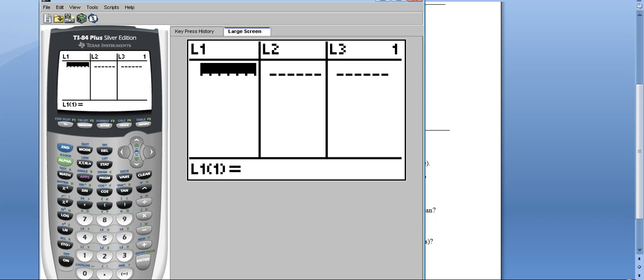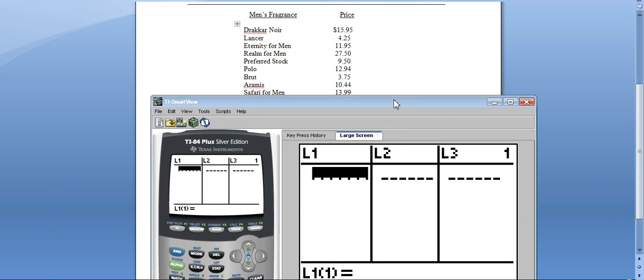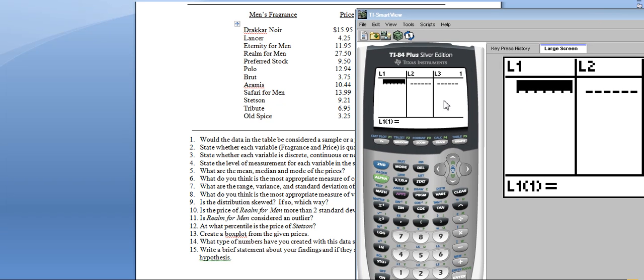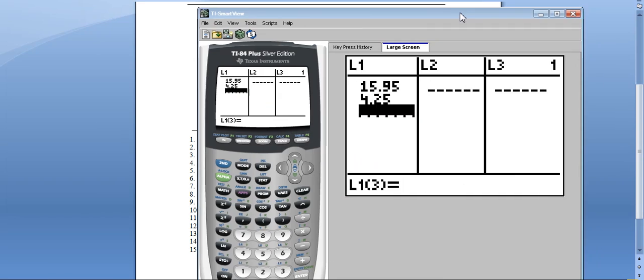So I'm going to type those in. For example, the first price is $15.95, so I'd go 15.95, enter. Then it shows up and you go to the next one. Then you put in 4.25, enter, and so on. And so again, you put those in.